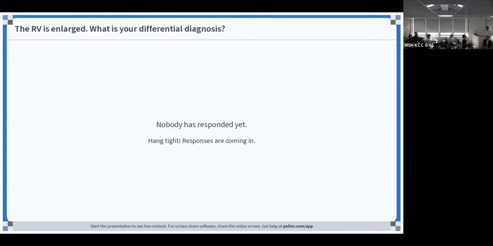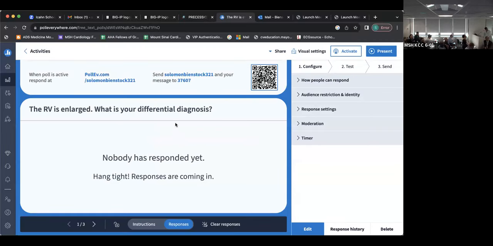So here we go. First audience response question. I'm going to change the screen share here. Are you saying again how they can connect? So if everyone can see here, polev.com/SolomonBeanstalk321. Let me activate this.